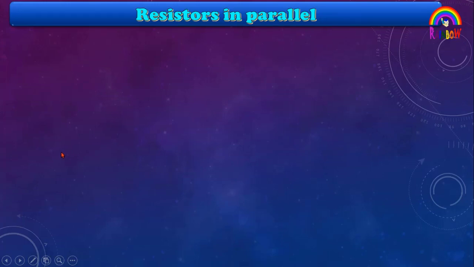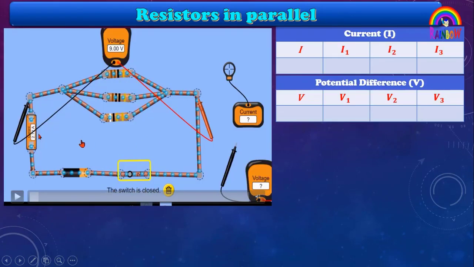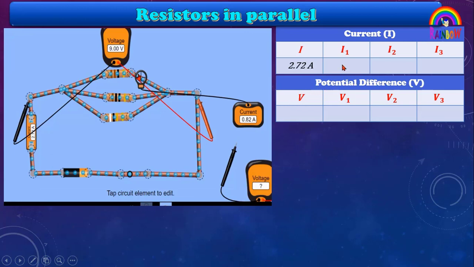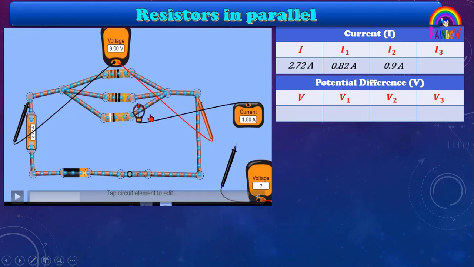Now, let's consider three resistors joined in parallel. First, let's note the ammeter reading and write it as I. It is 2.72 ampere. Then, let's measure the current through R1, R2 and R3 and write the values as I1, I2 and I3. So, I1 is equal to 0.82 ampere, I2 is equal to 0.9 ampere and I3 is equal to 1 ampere.